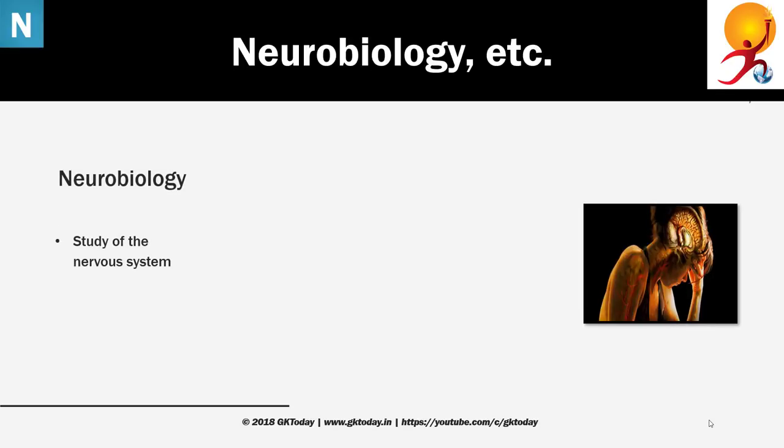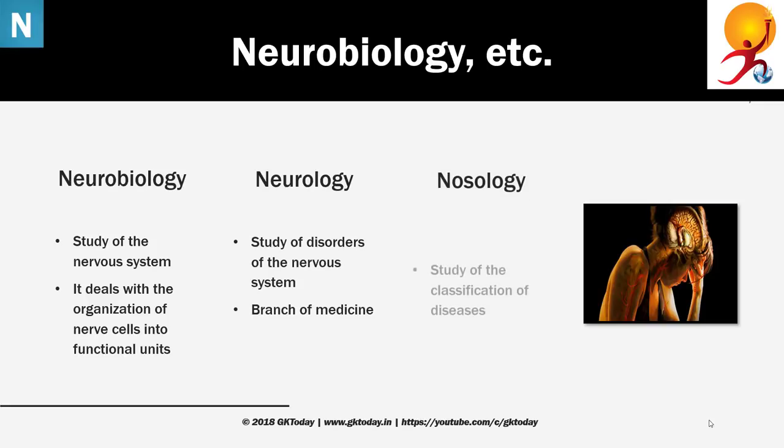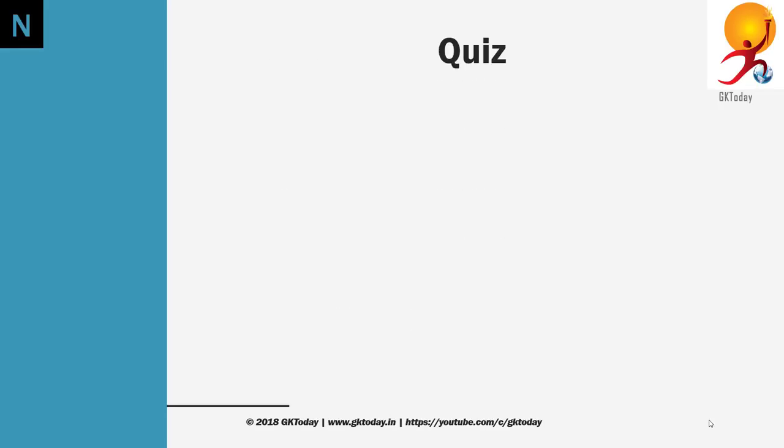Neurobiology is the study of the nervous system. It's dealing with organization of nerve cells and how they form functional units. Neurology is the study of disorders of the nervous system. It is a branch of medicine. Nosology is the study of classification of diseases. And it's a branch of medical science.